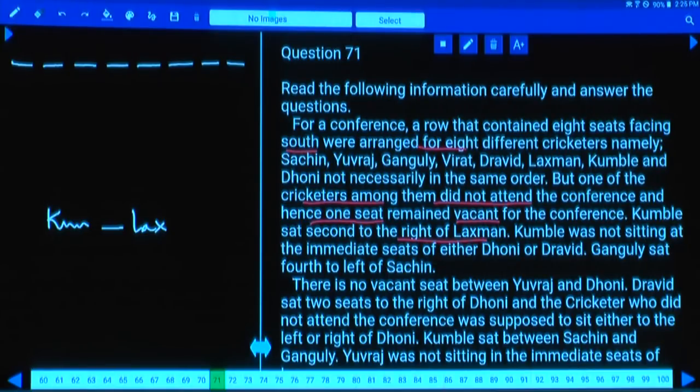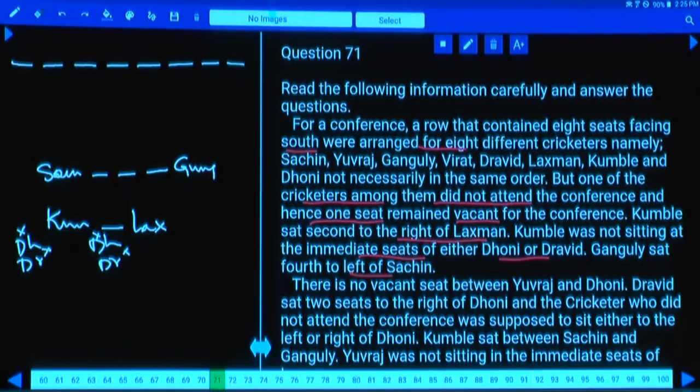And Kumble was not seated at the immediate right of Dhoni or Dravid. This Kumble is neither adjacent to Dhoni nor to Dravid. Clear now? As of now, we cannot represent the data in this one, hence we are writing them separately. Ganguly sat fourth to the left of Sachin. If Sachin is here, 1, 2, 3 and 4, Ganguly must be here. Fourth to the left, that means towards our right hand side.